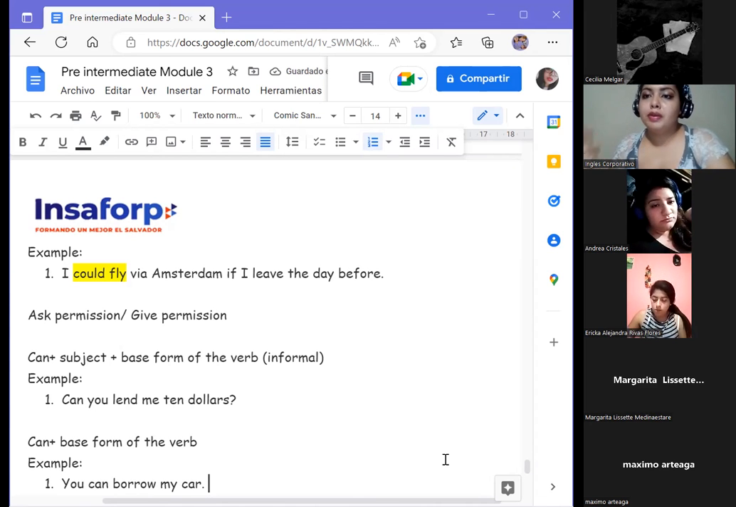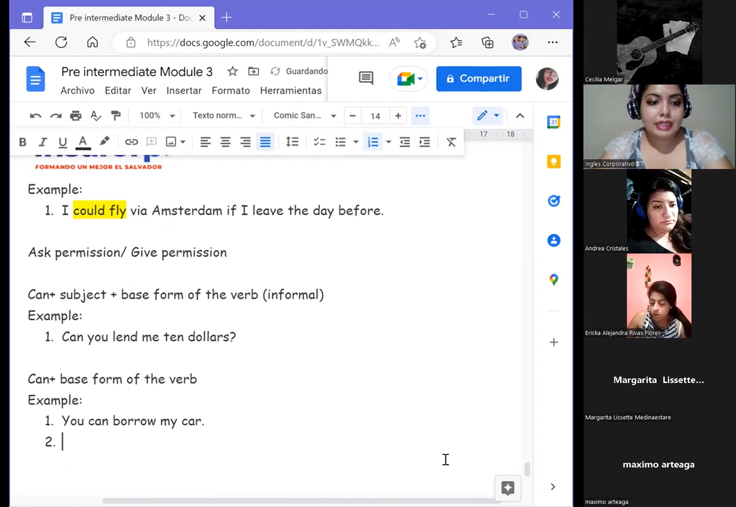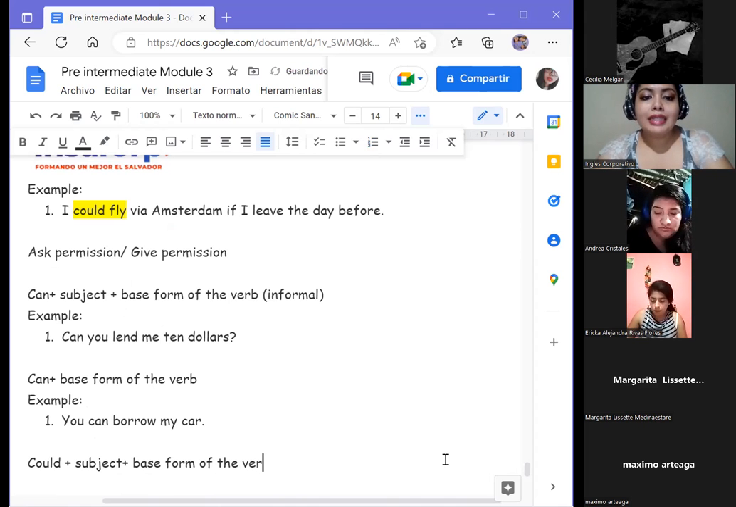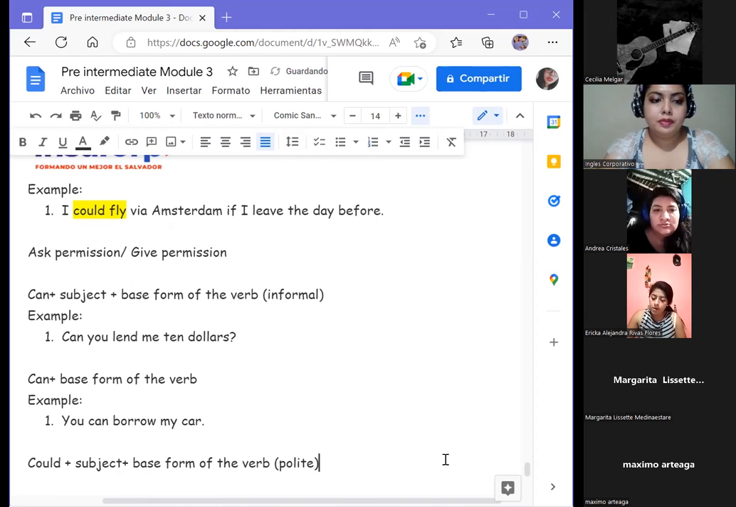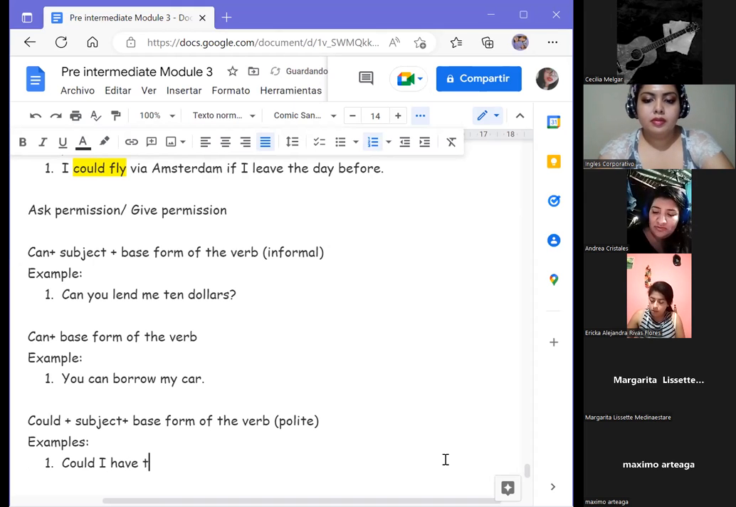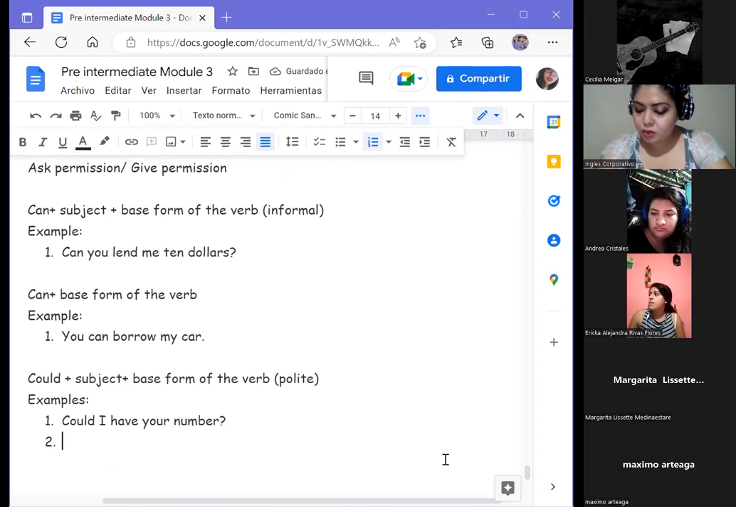In that case, it's giving permission to do something. Then we have another one that is could plus subject plus a base form of the verb. But in this case, it is not informal. In this case, it's polite. And we have the examples. We have number one, and it says, could I have your number? Could I talk to your supervisor, please?